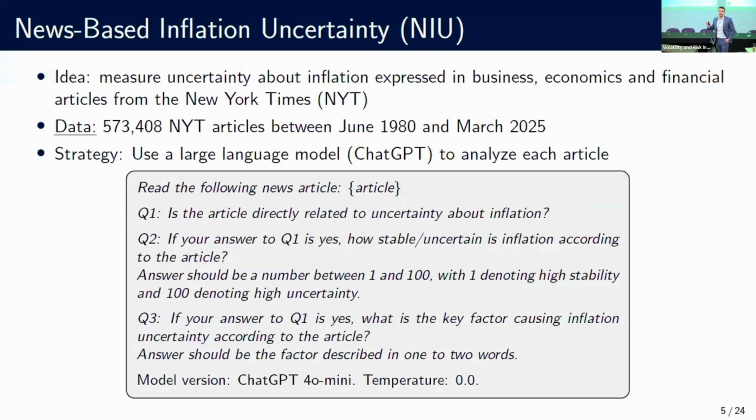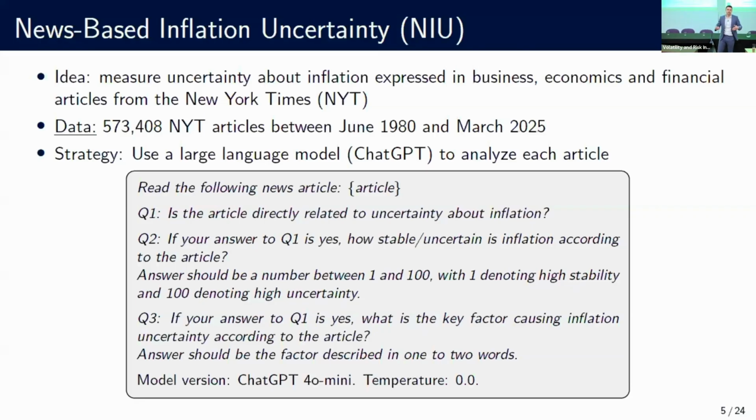Okay, so how do we do this? Let me start with a news-based inflation uncertainty measure. The idea is essentially, let's just look at the newspaper articles and try to summarize how journalists think about inflation uncertainty at a given point in time. So we have the business and economics articles from the New York Times. We have 500,000 articles between 1980 and 2025.